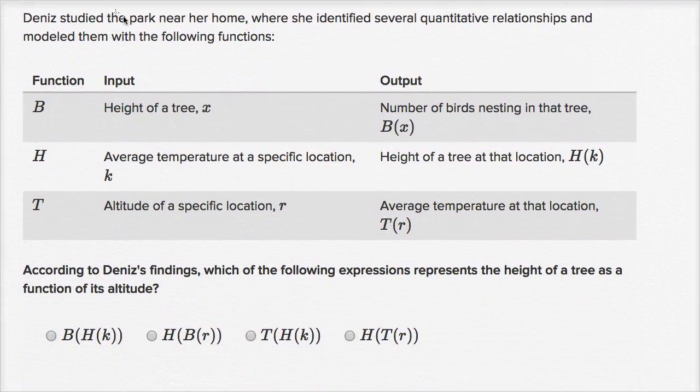Denise studied the park near her home, where she identified several quantitative relationships and modeled them with the following functions. So B inputs the height of a tree in terms of X, and it outputs the number of birds nesting in that tree. H, input the average temperature at a specific location, and it outputs the height of the tree at that location. And T, the input is the altitude of a specific location, and the output is the average temperature of that location. All right, this is interesting.